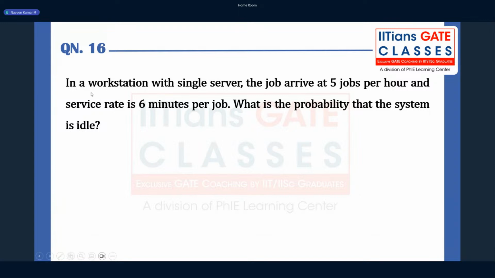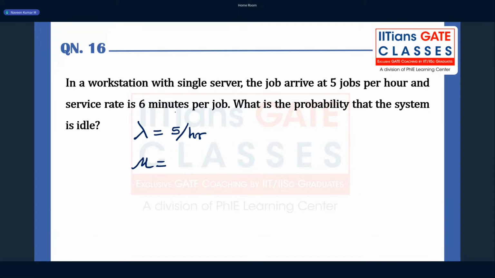Okay. So in a workstation with a single server, jobs arrive at 5 jobs per hour. So we can say that the arrival rate will follow the Poisson distribution, that is lambda is equal to 5 jobs per hour, right? And the service rate is an exponential distribution. We assume that it's an exponential distribution. It is 6 minutes per job.